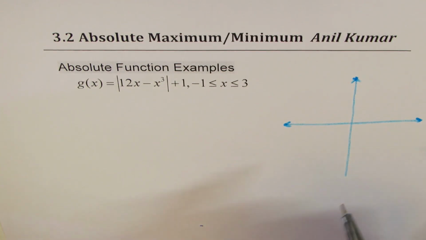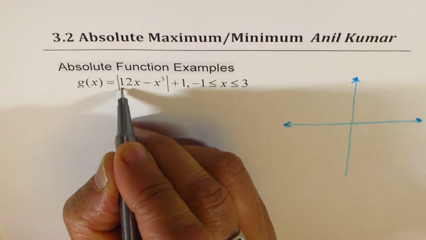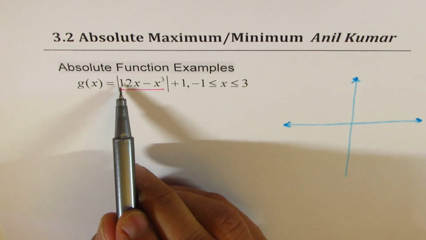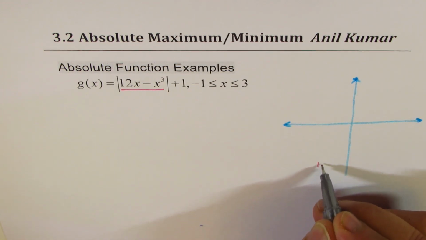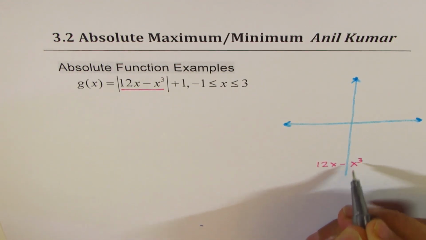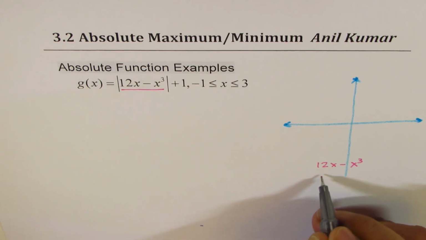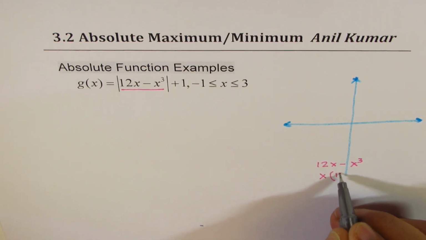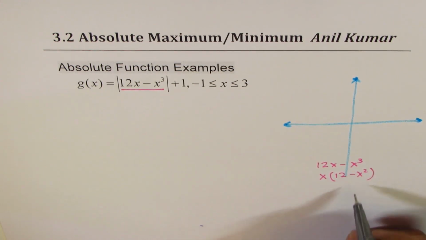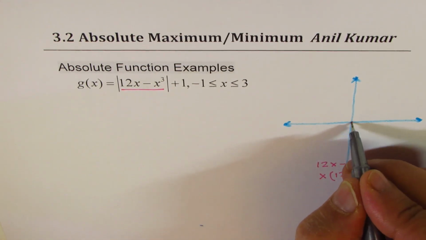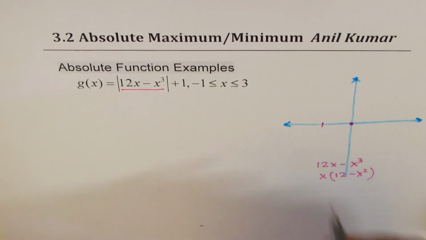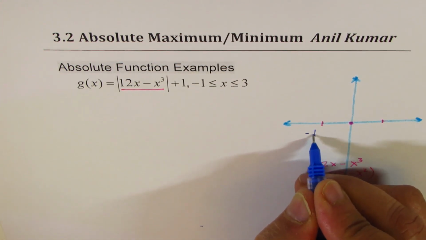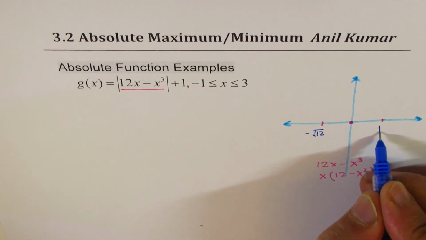Okay, so to sketch, what I will do is sketch this part only, which is 12x minus x cubed. So we are working on the value 12x minus x cubed. I could take x common, right? So I get x times 12 minus x squared, perfect. Now that means I have a 0 here, and I have 2 other zeros which are at minus and plus square root 12. So let me write down here minus square root 12 and plus square root 12.